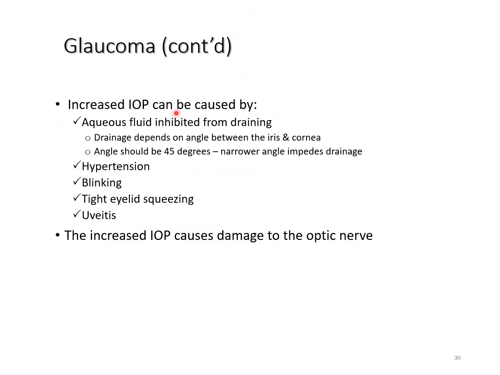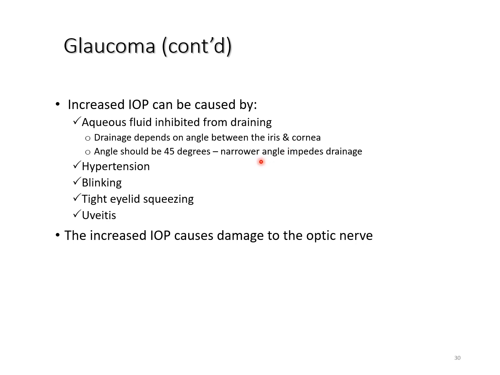So increased IOP can be caused by, why would you have an increase in intraocular pressure here? Aqueous fluid inhibited from draining. Remember I mentioned that. Drainage depends on the angle between the iris and the cornea. The angle should be 45 degrees. A narrower angle impedes drainage. So this is an issue for the angle, when the angle is decreased. That's the angle closure glaucoma.